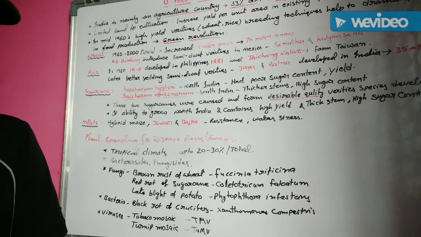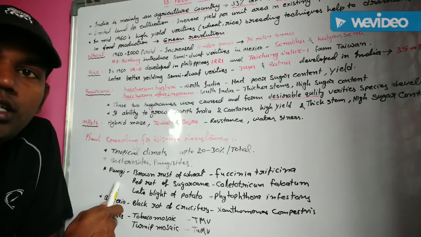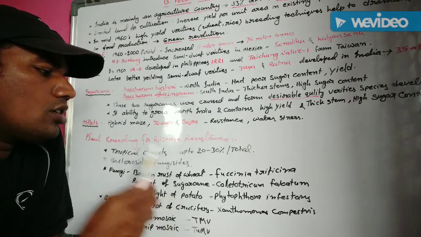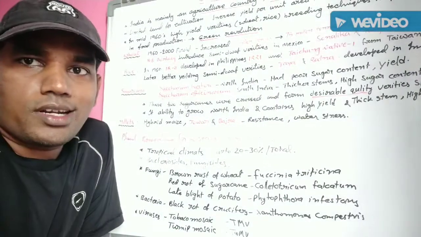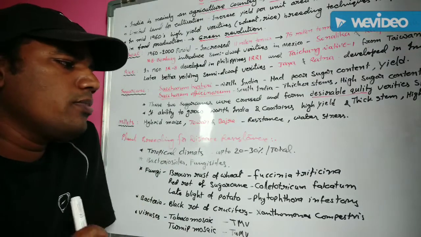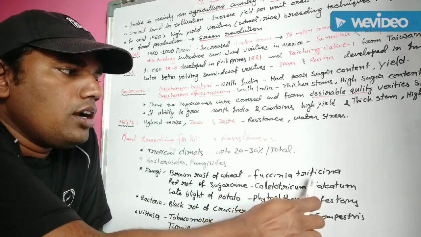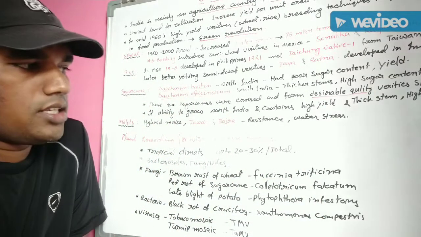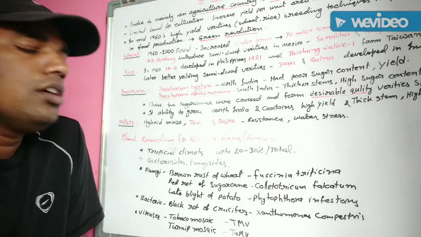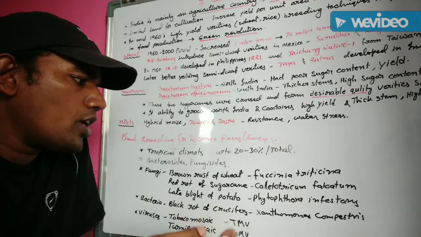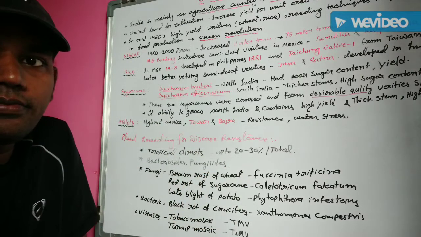So some of the diseases caused by fungal rusts. What are they? Brown rust of wheat. This brown rust disease, which occurs in wheat, is mainly caused by a fungal organism, Puccinia triticina. Puccinia triticina causes brown rust of wheat. So the production is decreased by up to 20 to 30% of the total yield.